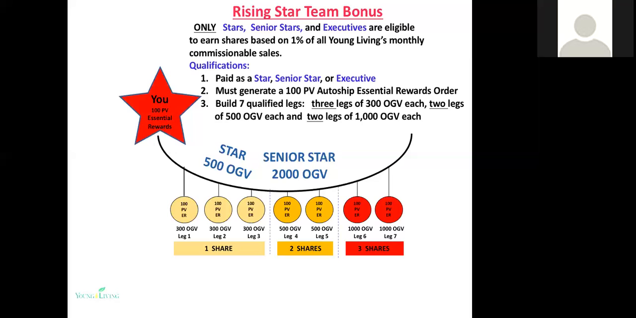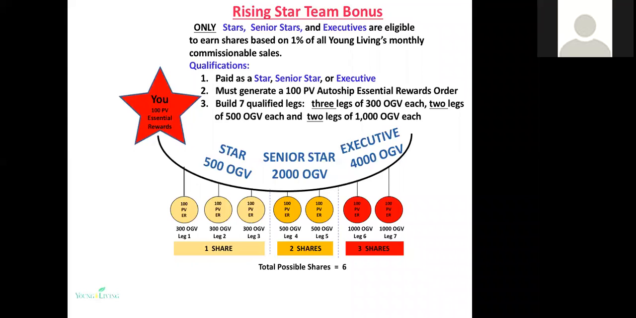This will then allow you to have an additional 3 shares of the bonus for a total payout of 6 shares. And this will also help you to build to the level of executive, because now you will have 100 PV, you're going to have 4,000 organization group volume, and you'll have your 2 legs that you need with the 100 PV and 1,000 OGV. So that will take you to that executive level, building to this particular bonus.